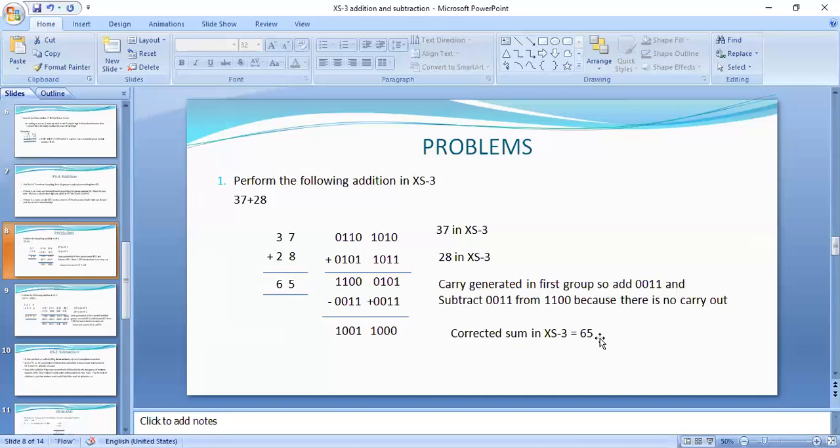65. If you want to perform XS3 addition, you should follow these two rules. If there is a carry out from one group to another group, add 0011. If there is no carry out, subtract 0011 from the sum term.